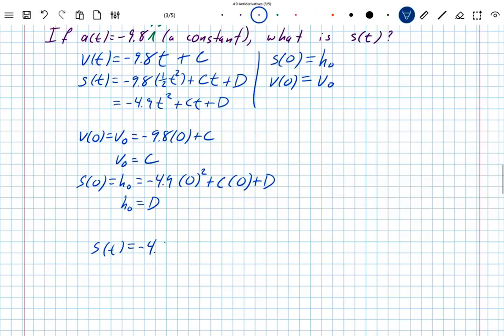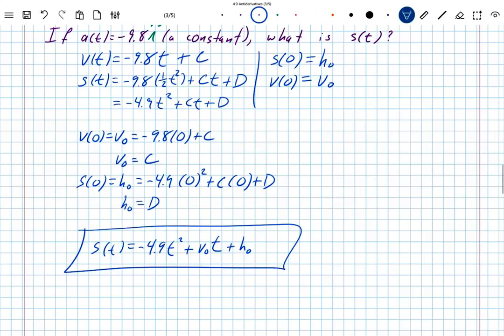Negative 4.9 t squared plus whatever speed you start with, whatever velocity you start with, times t, plus whatever height you start with. And hopefully this makes a little bit of sense, at least that plus h naught, because all that's really going to do is add some height to wherever you're at. Whereas my velocity, I need the velocity times time to see how that's going to affect my position. This is the fun, amazing formula for the height of a falling object in free fall somewhere near the planet Earth.